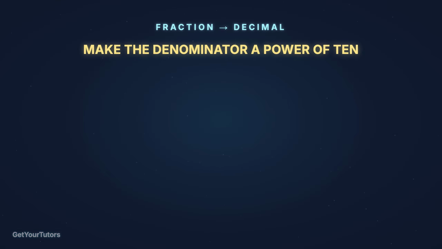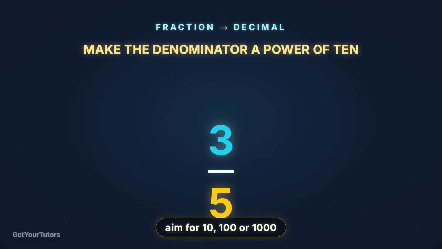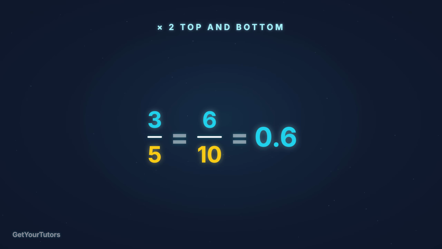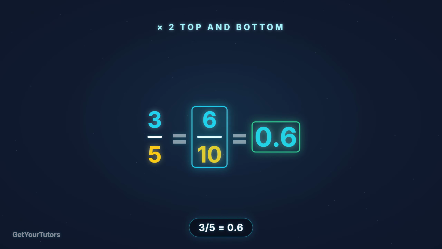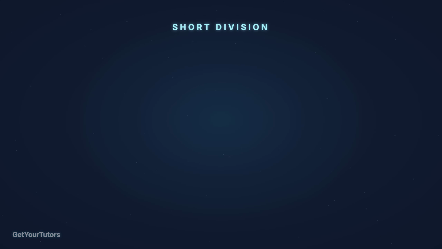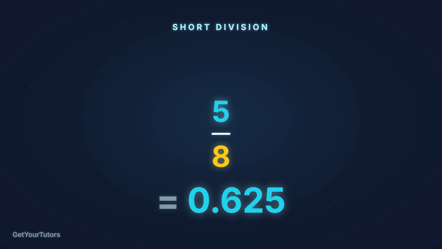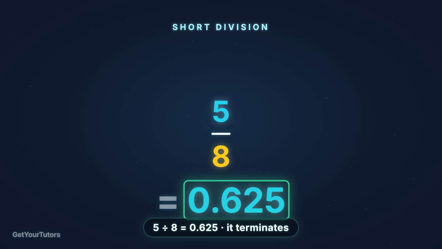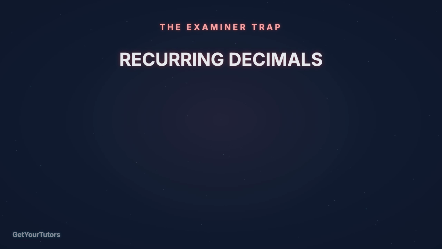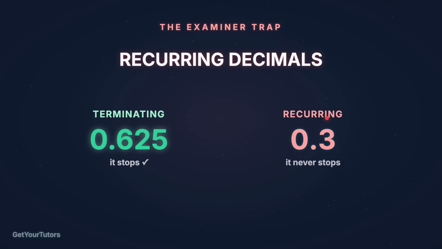To reverse this and turn a fraction into a decimal, try to make the denominator a perfect power of 10 or 100. 3 over 5 multiplies by 2 top and bottom, becoming 6 over 10. This translates to 0.6 on your exam. If the fraction is 5 over 8, just use short division. 5 divided by 8 gives exactly 0.625. These are called terminating decimals because they strictly stop.